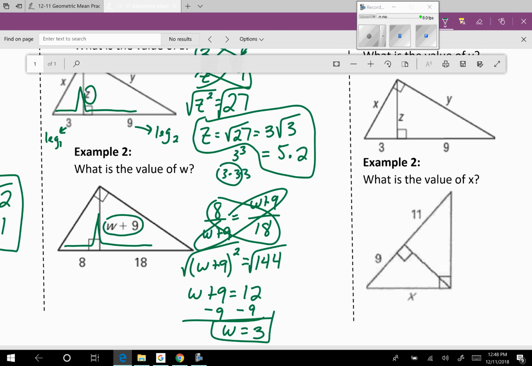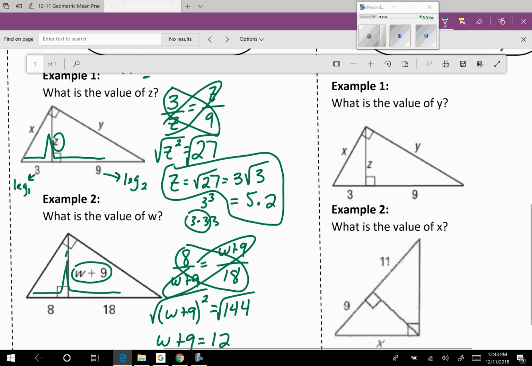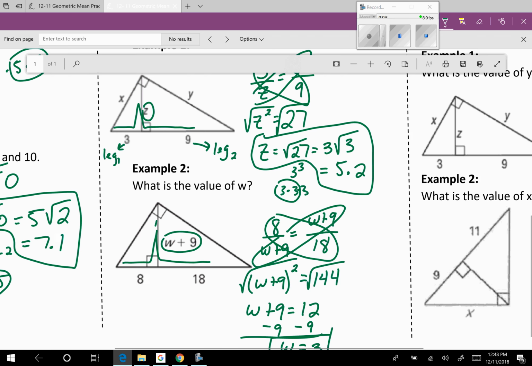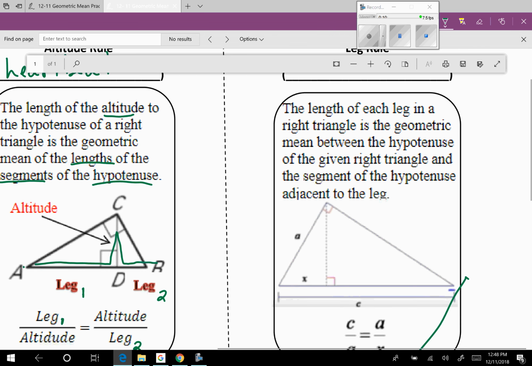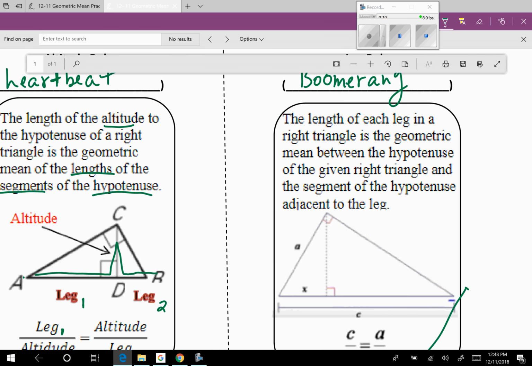All right, so that's the heartbeat rule. It's when you're trying to find the piece in the middle, or they give you the piece in the middle and you're trying to find one of the bottom parts. All right, now let's go look at the next part. It's the leg rule. This is called the boomerang rule because the little drawings we're going to make are going to look like little boomerangs.